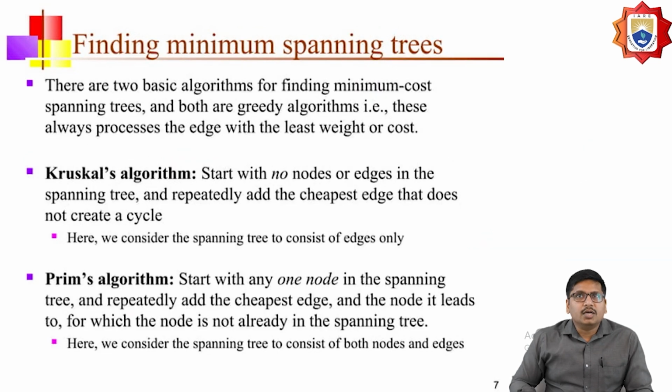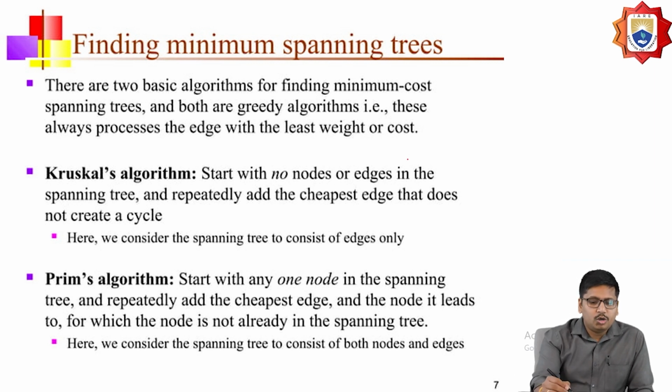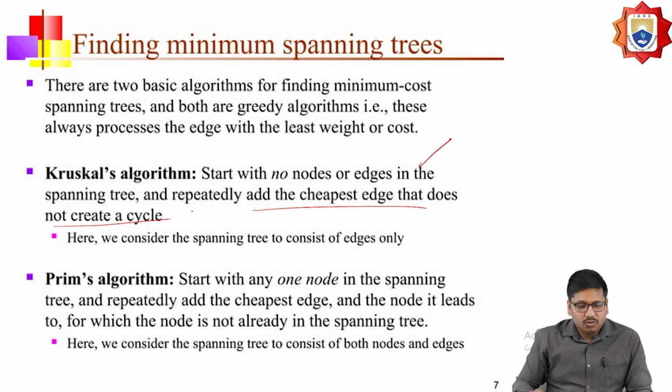There are two basic algorithms for finding the minimum cost spanning tree here. Both are greedy algorithms, so all the time you have to take the least cost weight. The first one is Kruskal's algorithm, and the second one is Prim's algorithm. In Kruskal's algorithm, we start with the number of nodes, with no edges in the spanning tree, and repeatedly add the cheapest edge that does not create a cycle. This is the algorithm I implemented just now.